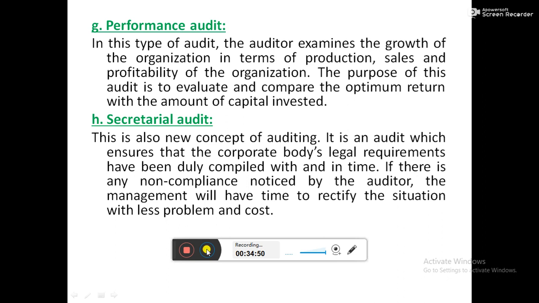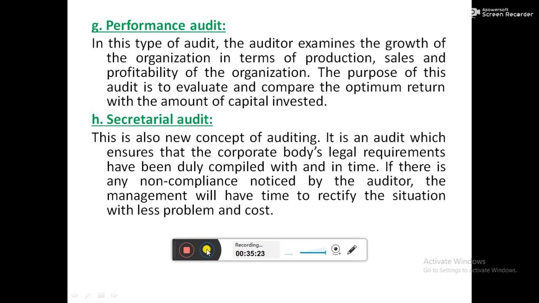The last type of audit we have is secretarial audit. This is also a new concept of auditing. It is an audit which ensures that the corporate body's legal requirements have been duly complied with and in time. If there is any non-compliance noticed by the auditor, the management will be given time to rectify the situation with less problem and with less cost.